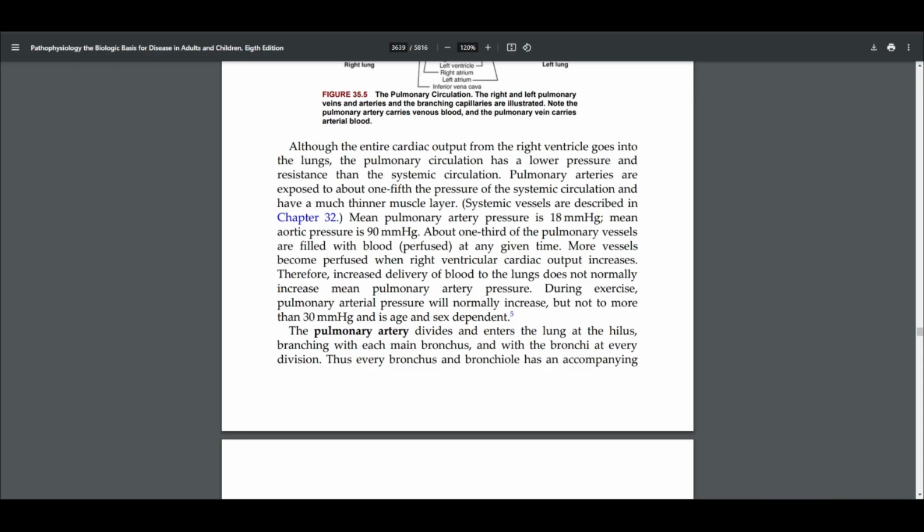About 1/3 of the pulmonary vessels are filled with blood, or perfused, at any given time. More vessels become perfused when the right ventricular cardiac output increases. Therefore, increased delivery of blood to the lungs does not normally increase mean pulmonary arterial pressure. During exercise, pulmonary arterial pressure will normally increase, but not to more than 30 millimeters of mercury, and is age and sex dependent.